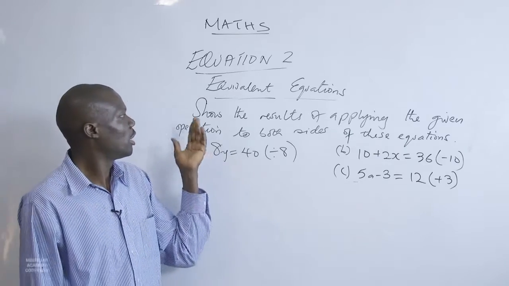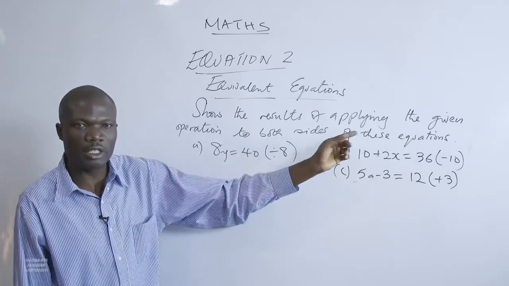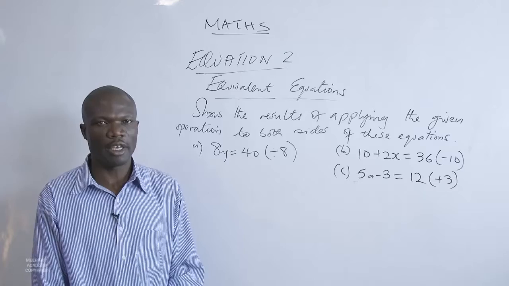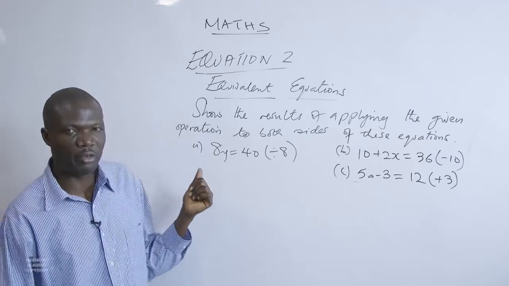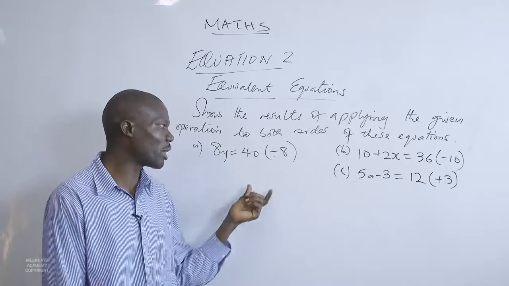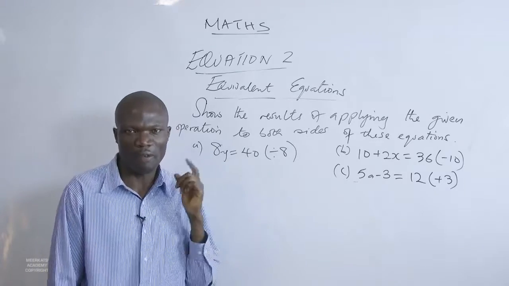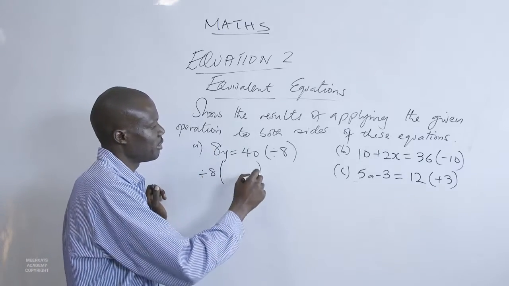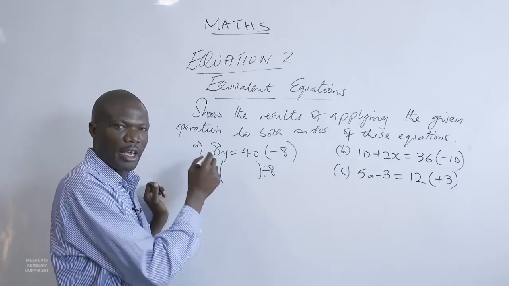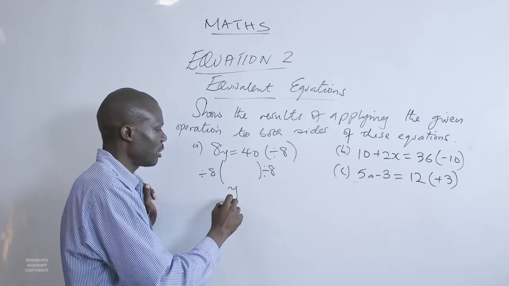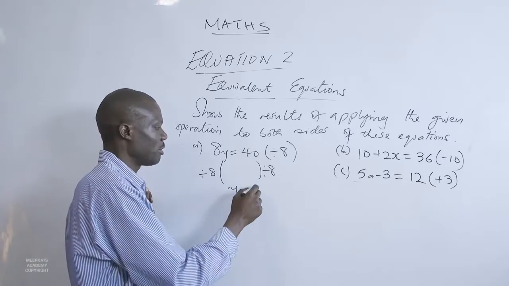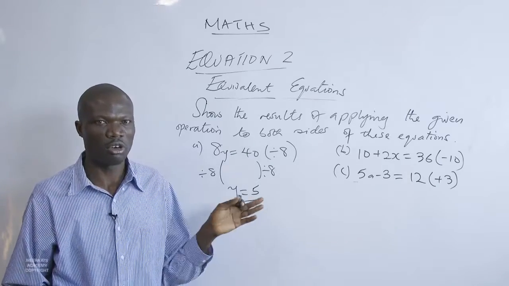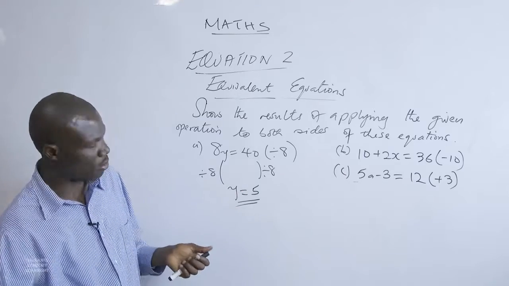So this question is asking us to show the results of applying the given operation to both sides of this equation. Here we have the first equation as 8y is equal to 40. In brackets they have told us to divide both sides by 8. 8y divided by 8 is y, and 40 divided by 8 will give us 5. So you see, it has moved us a step. We have the solution y is equal to 5.